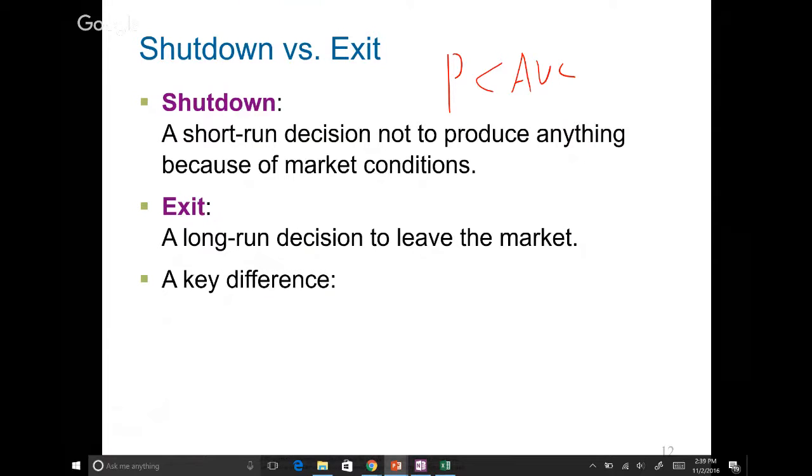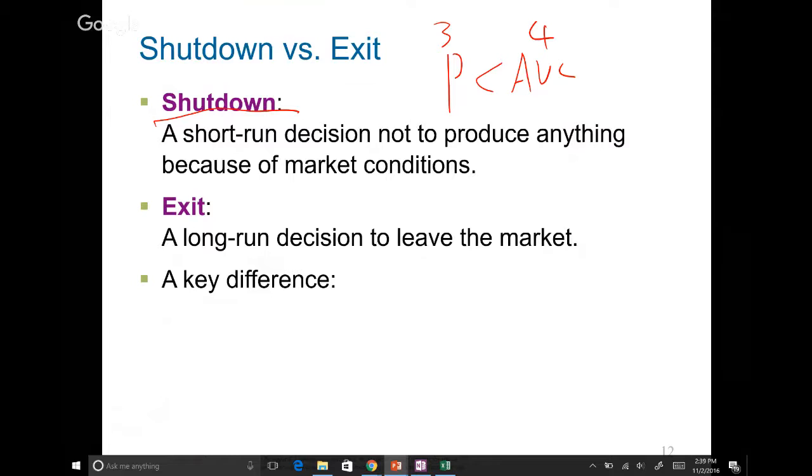So if it costs our company $4 on average to produce each chicken fried rice, and we'll only sell them for $3, then the more you produce, the more money you lose. So if your price is less than AVC, we shut down immediately. Don't produce anything. But in the long run, all the variables become flexible.